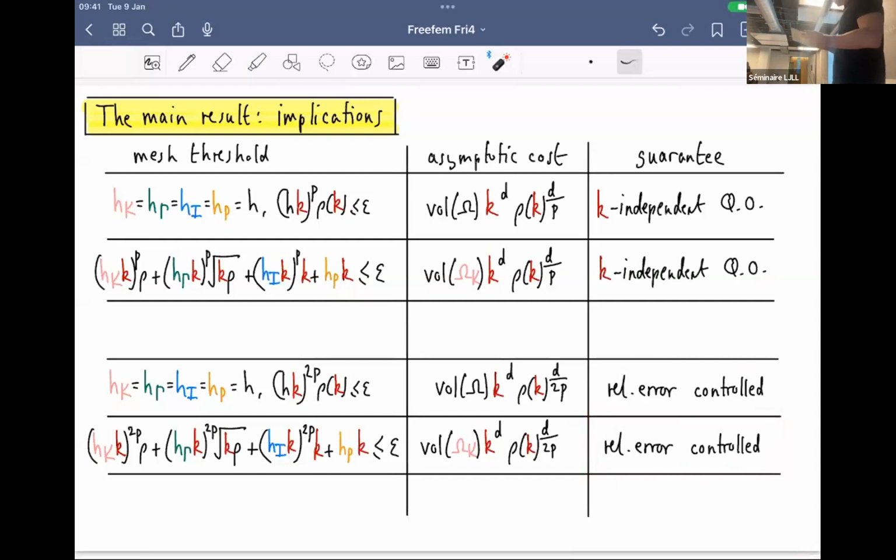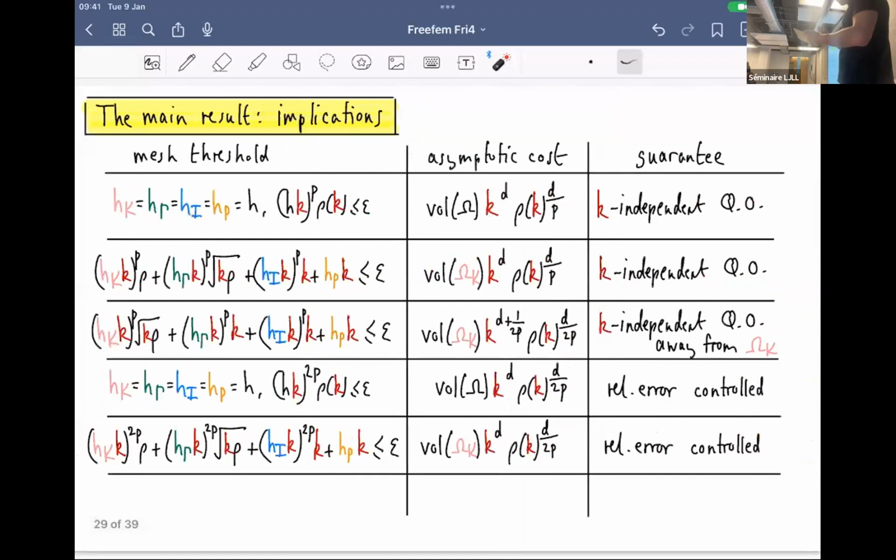So this is going to be what we call K-independent quasi-optimality away from the trapping. I need to be a little bit careful about what I mean there. I mean that I have my quasi-optimality bound, but the norm on the left is measured everywhere away from the trapping. So the H1 norm away from the trapping is bounded by the best approximation error everywhere.